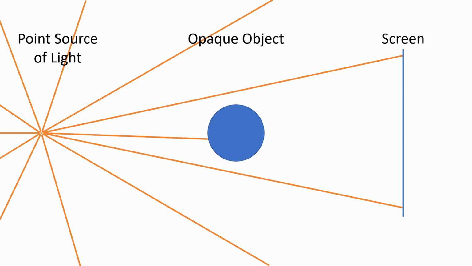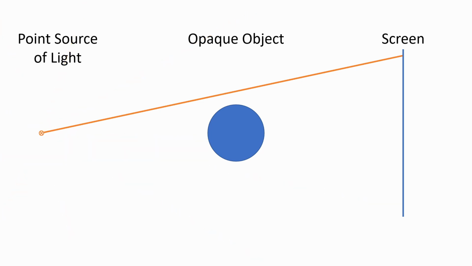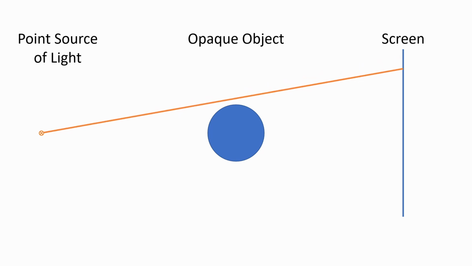We can use ray diagrams again to help us identify some of the properties of this shadow. So let's focus on a single ray of light at a time. This ray of light travels from the point source of light, hits the screen. No problem. On the screen, that point would be bright. As we lower this ray of light closer to the opaque object, it still passes by, still hits the screen.